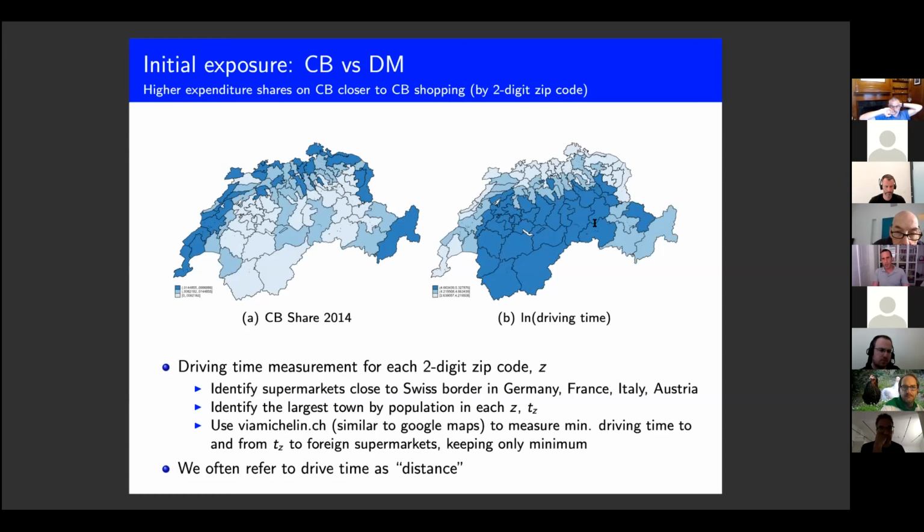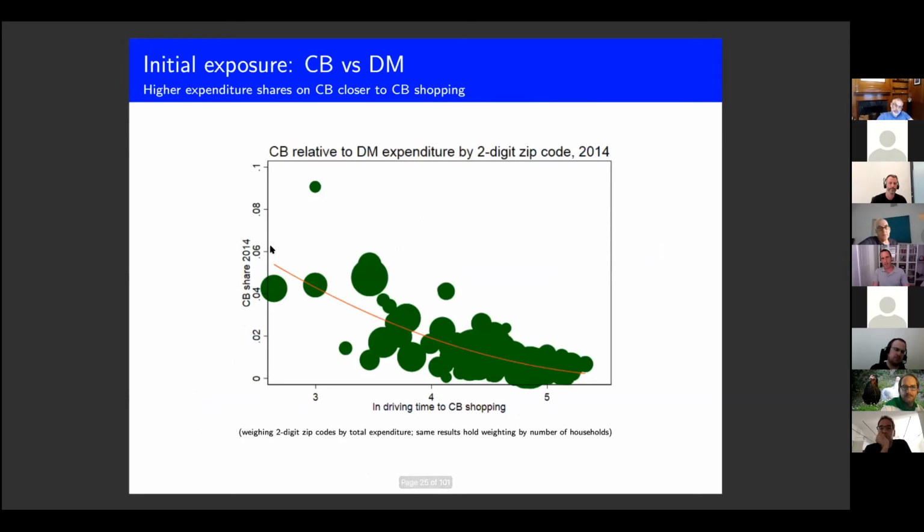Notice that all these regions here, they're close to the border, but you need to drive a lot to get to a supermarket in Italy or France. So that's why they have a high driving time, even though they're close to the border. And you can see from here that, of course, the CV share is higher for regions closer to the border. And here's some levels. So this is by two-digit zip codes against the driving time. And you can see that some shares are up to 10%, or a bit less than 10%. And in the year after, 2015, they go up to close to 15%. So there was a big increase. But on average, George, these are small.